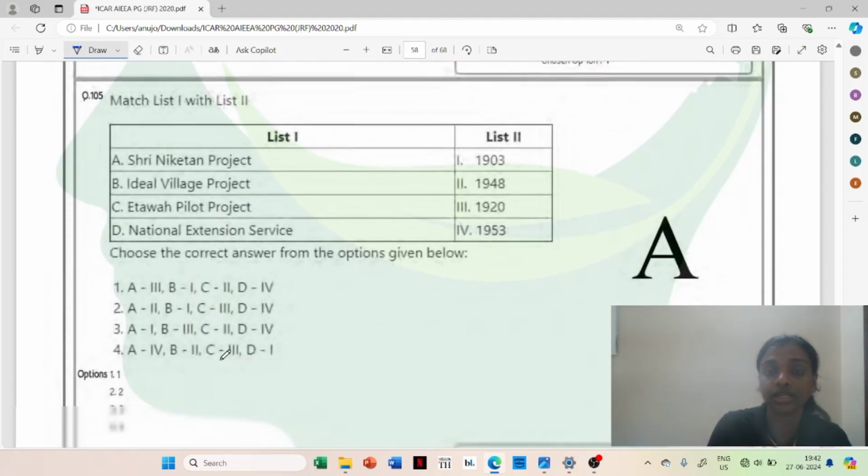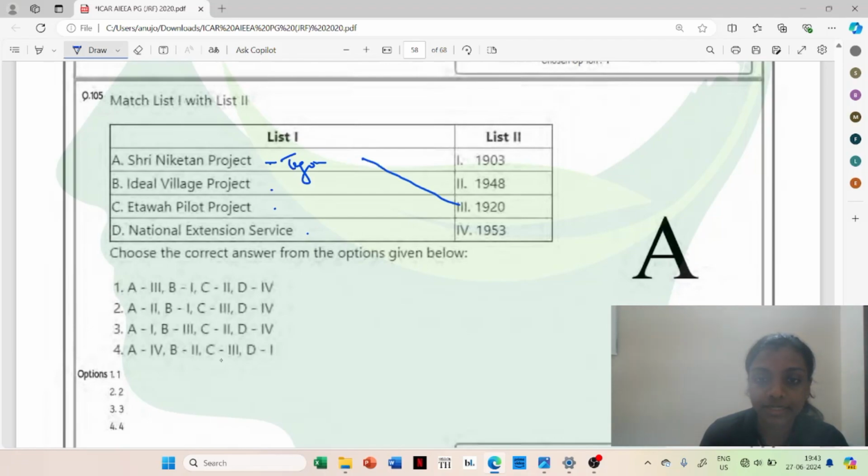From the communication chapter, so many statement type questions came. So more than mugging up the points from objective textbooks, try to read the textbook itself. The next one is Sriniketan project, Ideal Village project, Etawah pilot project, National Extension Service. On the left hand side they have given projects, and on the right hand side the years in which they were launched. Sriniketan project was started by Rabindranath Tagore.